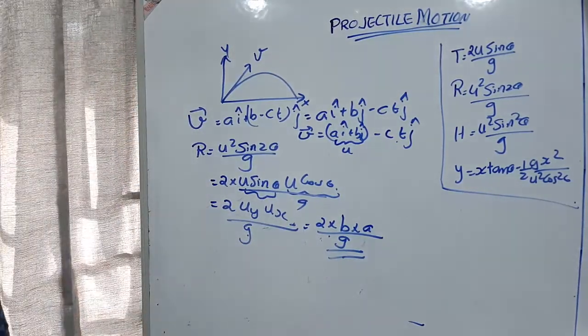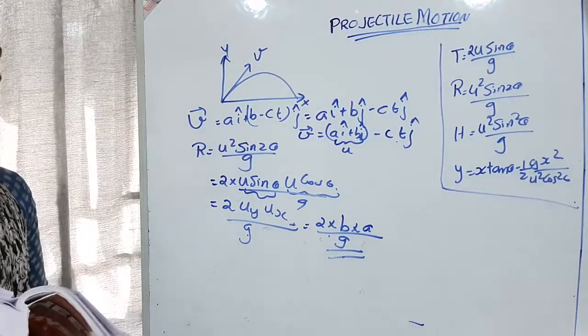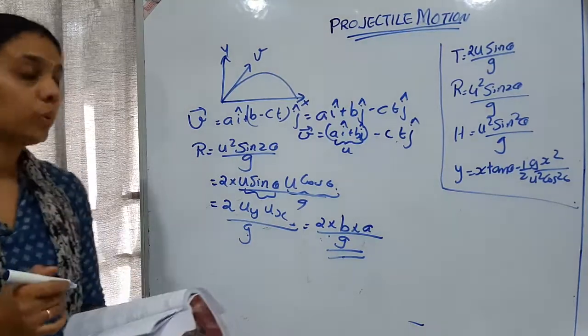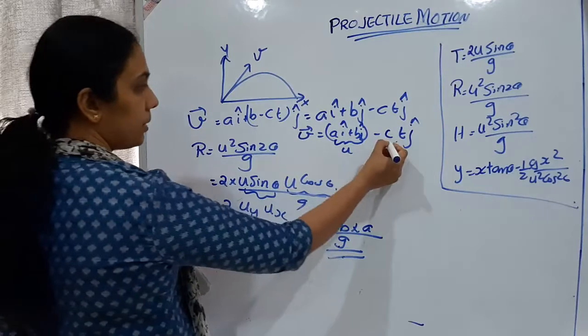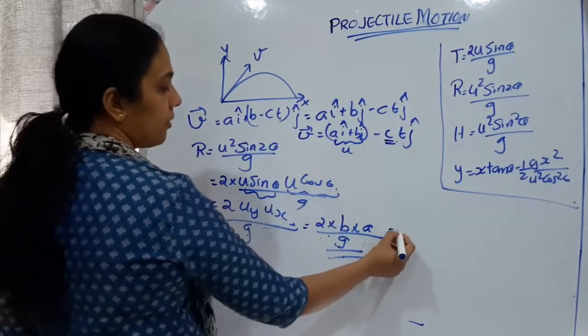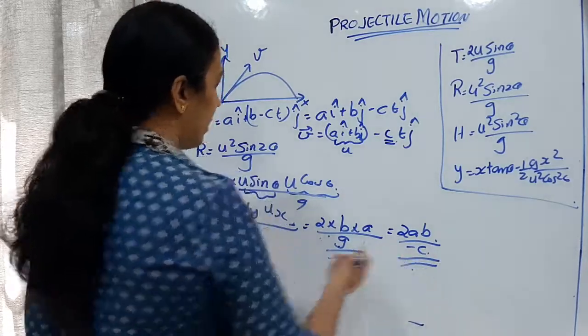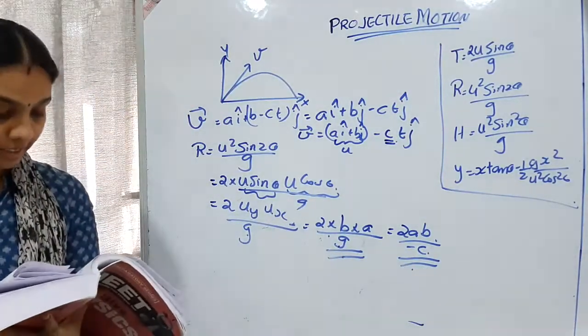In the question it is asked to find the range on the horizontal plane. So 2ab divided by g, and here instead of g we can substitute c. Therefore 2ab divided by minus c. Okay, so this is the answer for finding the range.